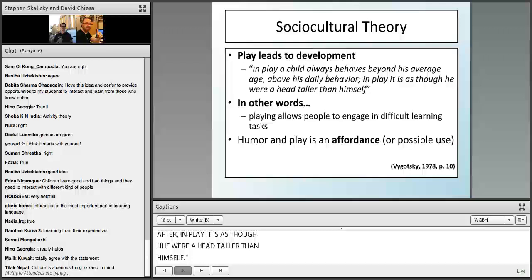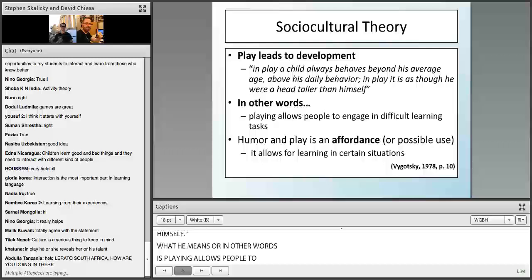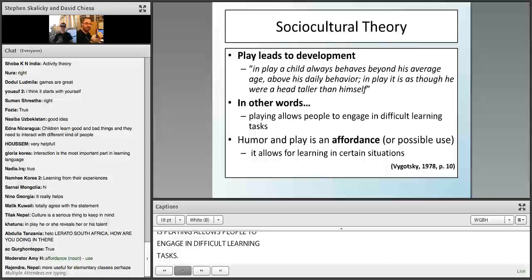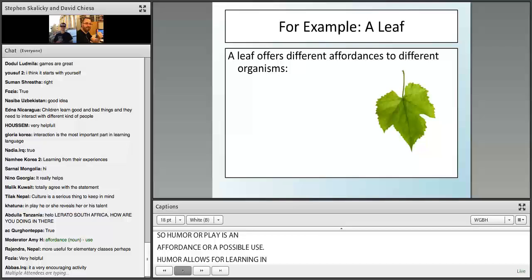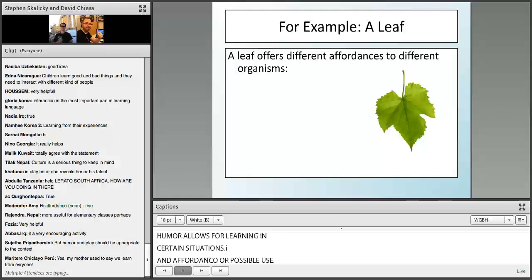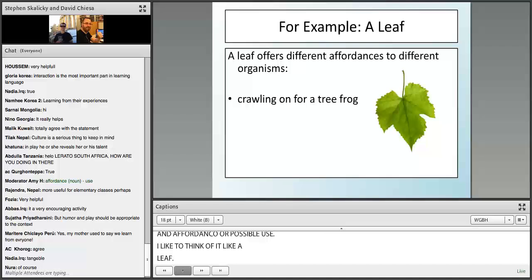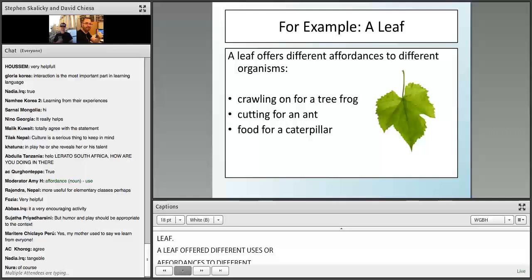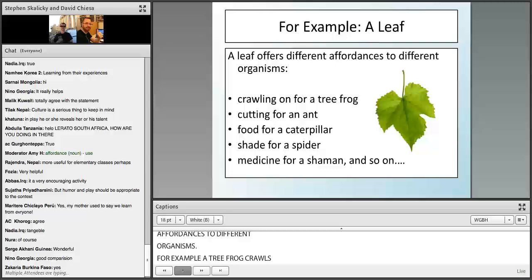And so humor and play is an affordance or possible use. Humor allows for learning in certain situations. An affordance or possible use, I like to think of it like a leaf. So a leaf offers different uses or affordances to different organisms. For example, a tree frog can crawl on the leaf. An ant can cut it. A caterpillar for food. A spider for shade. And a shaman for medicine, and so on and so on.